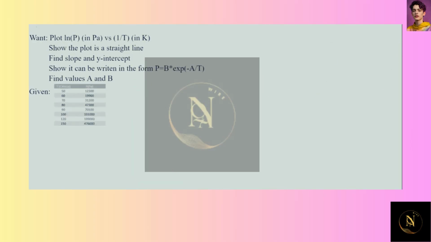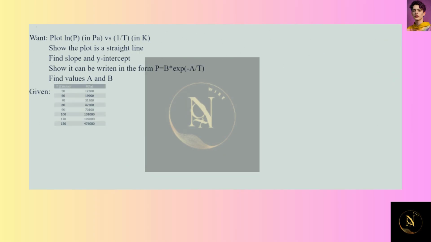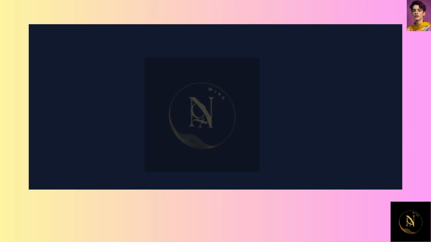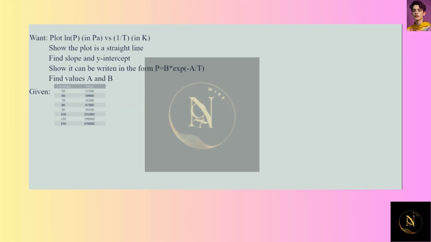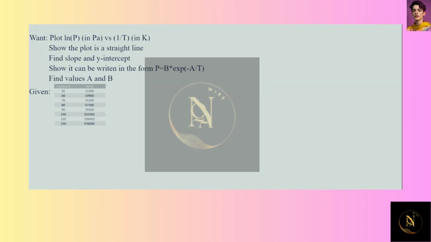After that, we're going to write that equation in the form P equals B times exponent of minus A over T. And we're going to find the values of A and B. So we can start by analyzing our table over here. And the first thing that we notice is that the units are in Celsius when they should be in Kelvin. So let's just switch it up to Kelvin by adding 273 to each one of these data points.